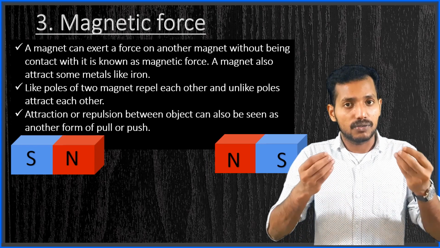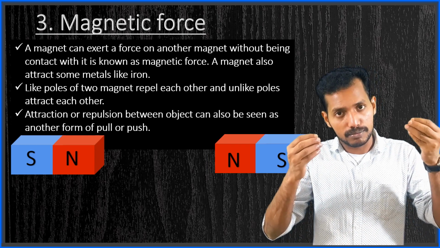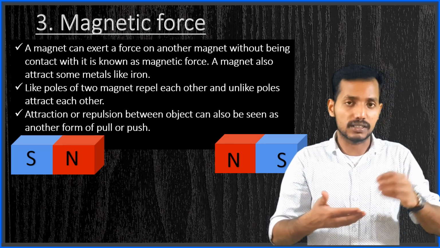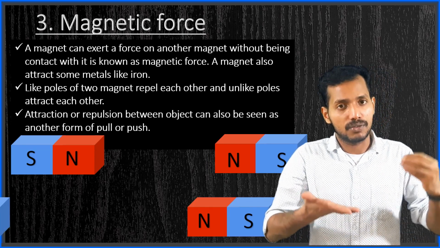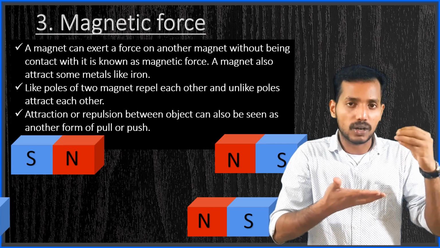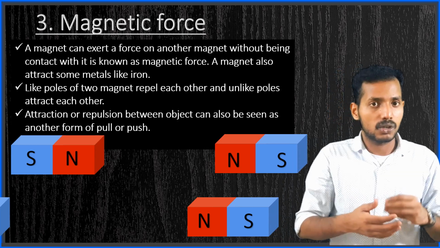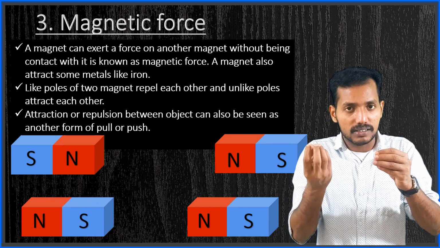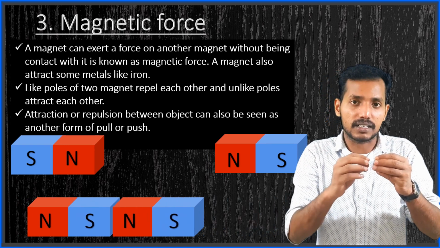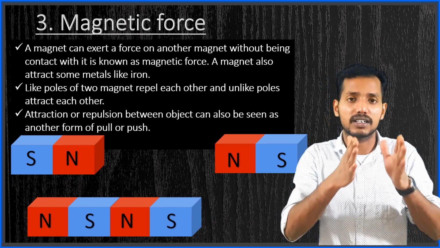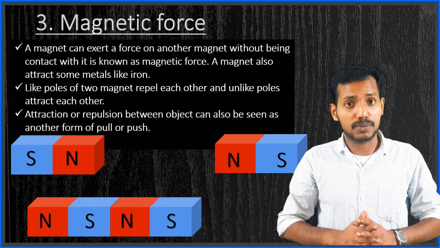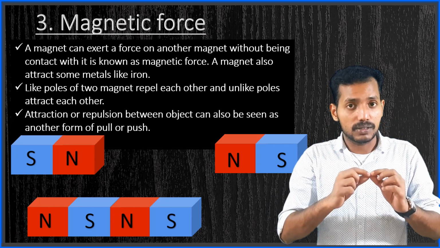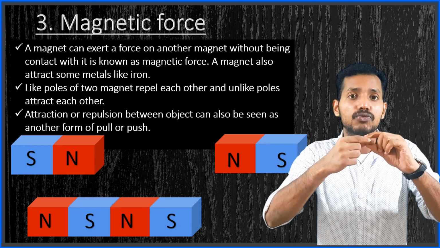Similarly, when we try to bring the north pole of one magnet and the south pole of another magnet together, what will happen? When we bring one magnet near another, after reaching a particular distance, the second magnet will get attracted to the first magnet and stick to it. That means when two unlike poles come together, there will be an attractive force.